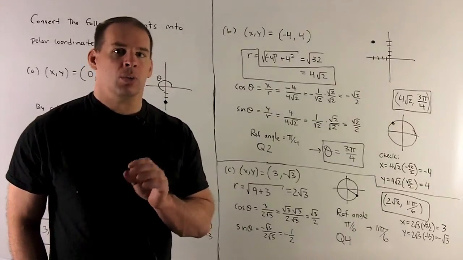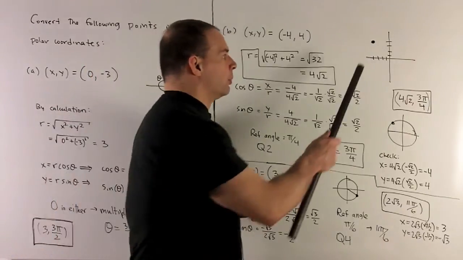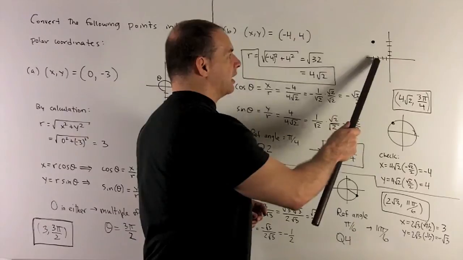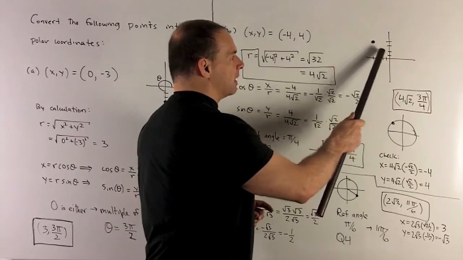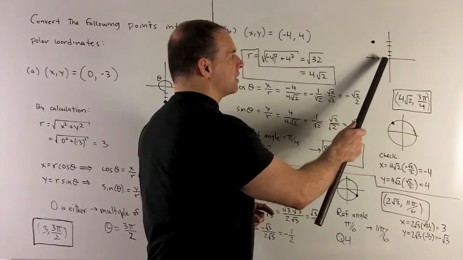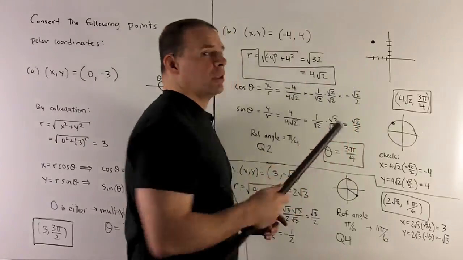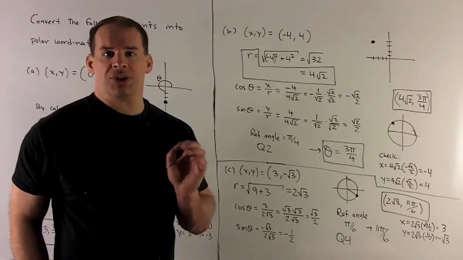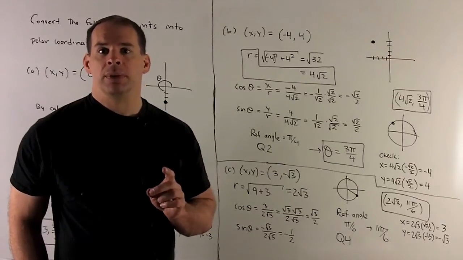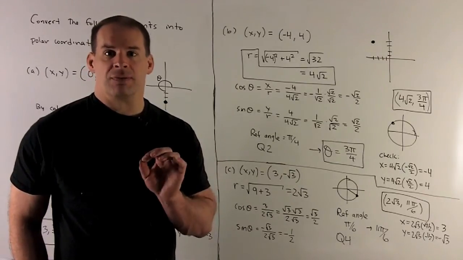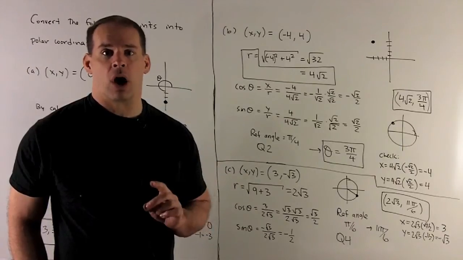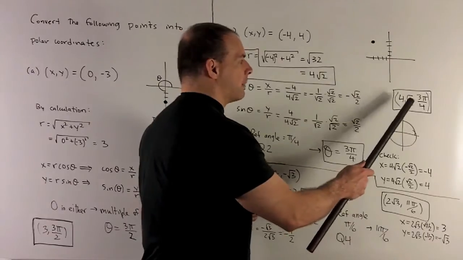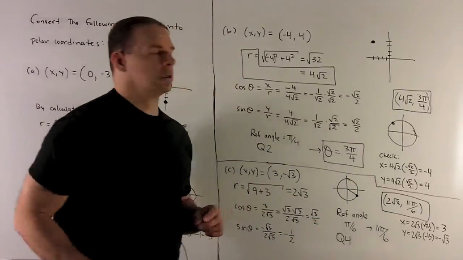To get r, we just draw in the right triangle. So we'll put in the hypotenuse, going from 0 to our point, and then just put this side in. So r is going to be the length of the hypotenuse. This side is length 4, this side is length 4. So r squared equals 4 squared plus 4 squared, or r is equal to square root of 32. Factor out the 16 as a 4, so we get 4 square root of 2 for r. So our point's going to be (4 square root of 2, 3 pi over 4).